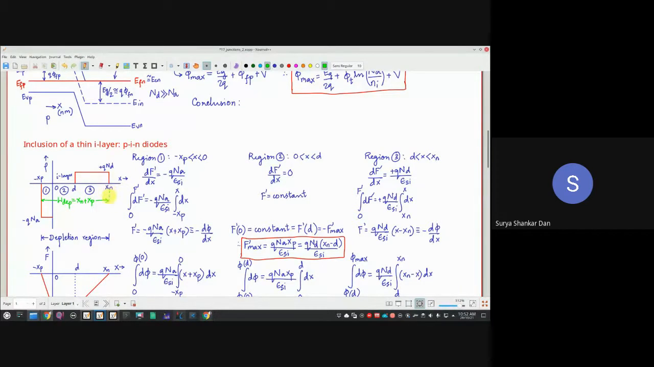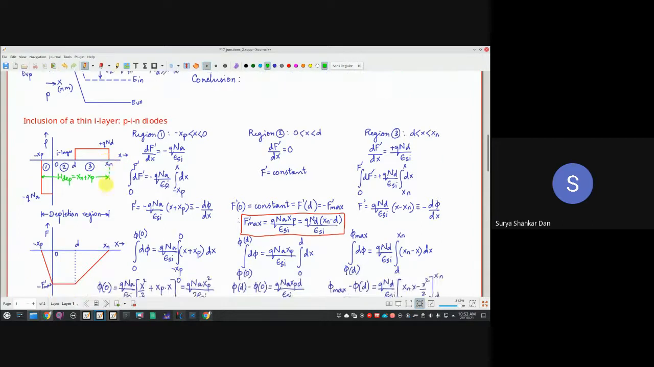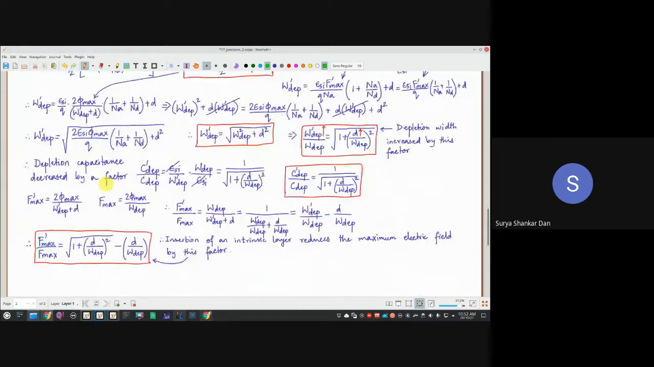ये total distance तो बढ़ जाएगा ना, because xn is being calculated from 0 to xn. ठीक है? So W depth is increasing clearly. I mean, no confusion about this.